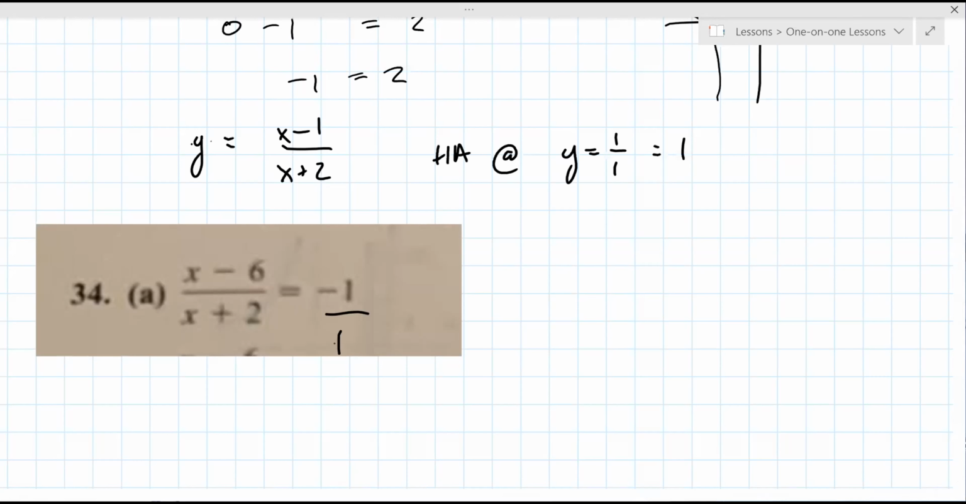x equals 2? Okay. So one way we can test that is I could just put 2 into this. So is 2 minus 6 over 2 plus 2, does that reduce to negative 1? Well, negative 4 over 4, absolutely. Oh, good.